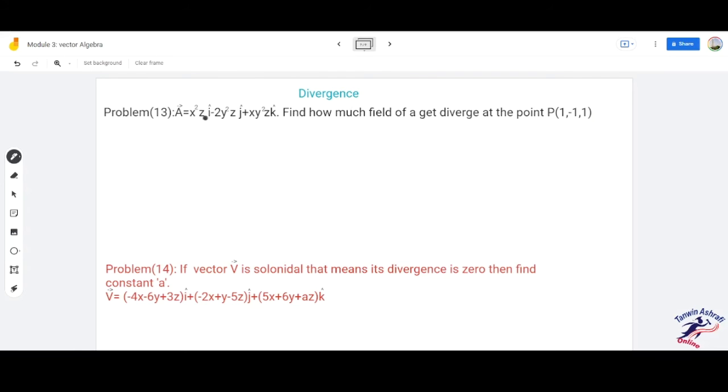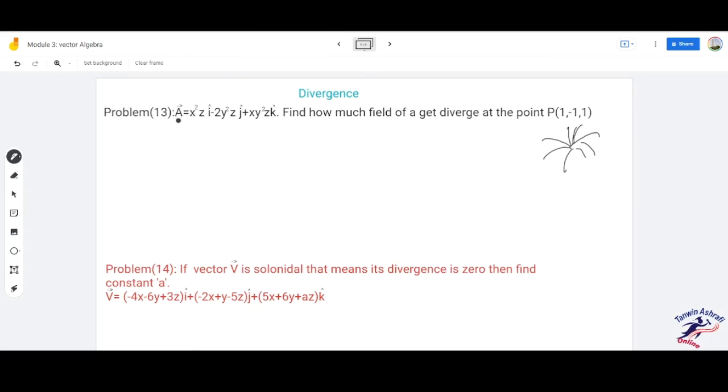Now for the divergence, we will do problem number 13. A vector A having x² z i cap minus 2y² z j cap plus x y² z k cap. Find how much the field diverges at the point 1, minus 1, 1. Diverge means how much it is coming out of the point, or going inside one point. How much it will be diverging, how much it is spreading, that is what we are concerned with.